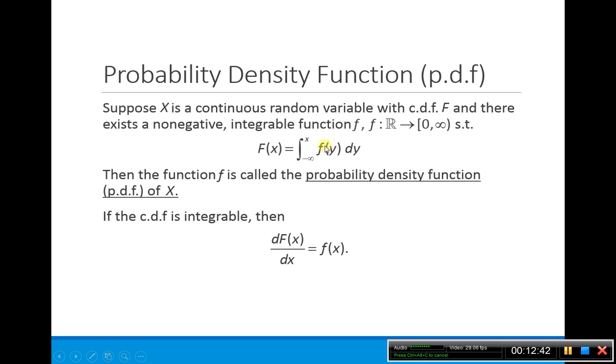So this little f, what are we summing up? This is called the probability density function. Here we're summing up our probability density function across all our values from negative infinity all the way up to x. So this little f is called a probability density function. The capital F is called our cumulative distribution function, or c.d.f. So if the c.d.f is integrable, then we get this relationship.